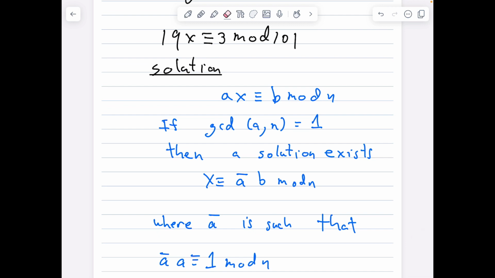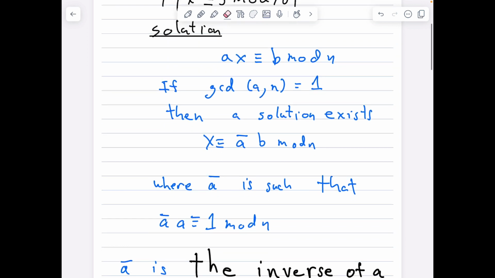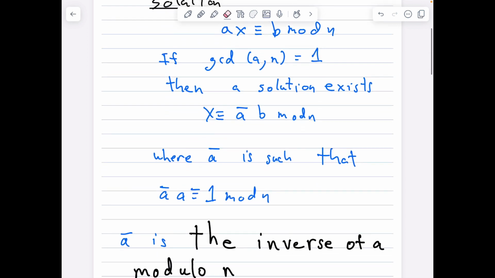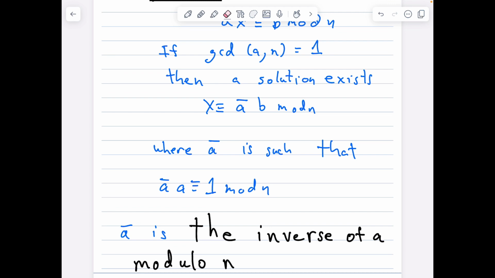Okay, and the theorem says if you have ax is congruent to b mod n, where the GCD of a and n is 1, then a solution exists. x is congruent to a bar b mod n. Okay, and a bar is an integer such that a bar a is congruent to 1 mod n. That is, a bar is the inverse of a modulo n.